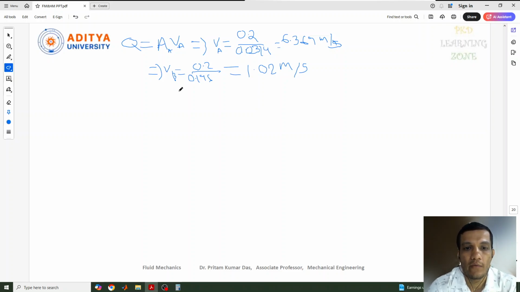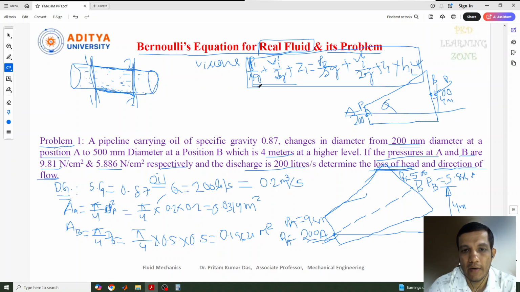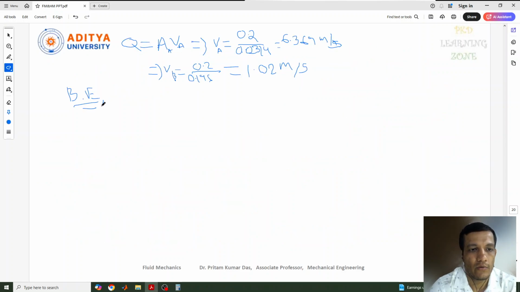Now the next thing we will do, because we know Bernoulli's equation, what I told you here. This is the part at section 1, this is the part at section 2, and the losses between them. So we consider the total energy at A point, the total energy at B point, and the losses. As per Bernoulli's equation, let's find the total energy at the A point.